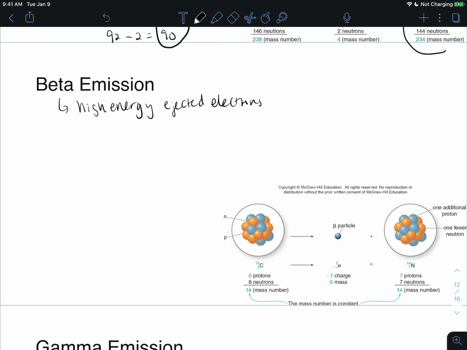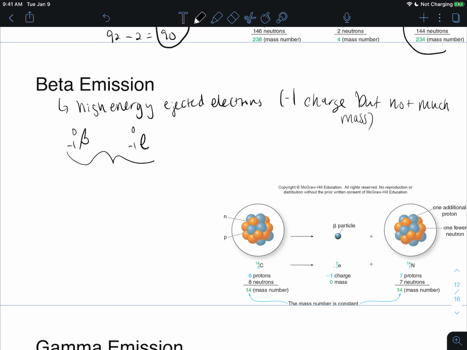As such, it's going to have a -1 charge, but not much mass. We generally write a beta particle either as a B with a 0 and a -1, or as an E with a 0 and a -1. So either one is how we'd write a beta particle.